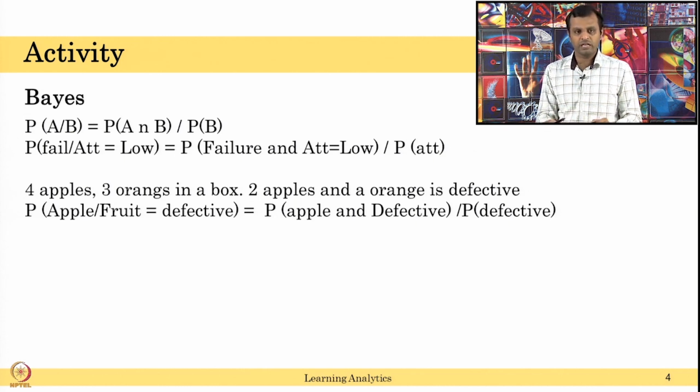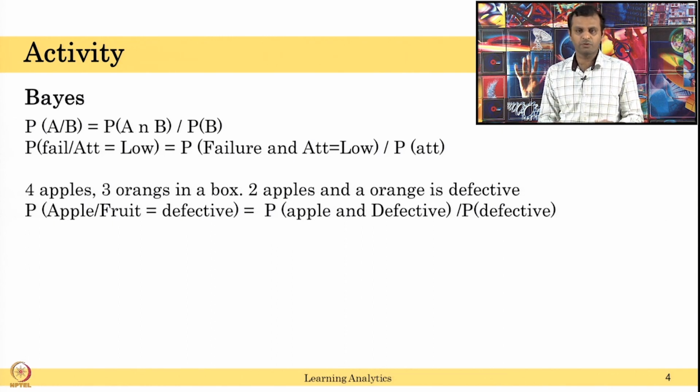To identify it, you can apply conditional probability. It is very simple to answer directly. Let us see the probability of apple and being defective, and the probability of a defective fruit. I am just going to ignore everything else: apple and defective is 2, and the total defective fruit is 3. There are 3 defective fruits available.